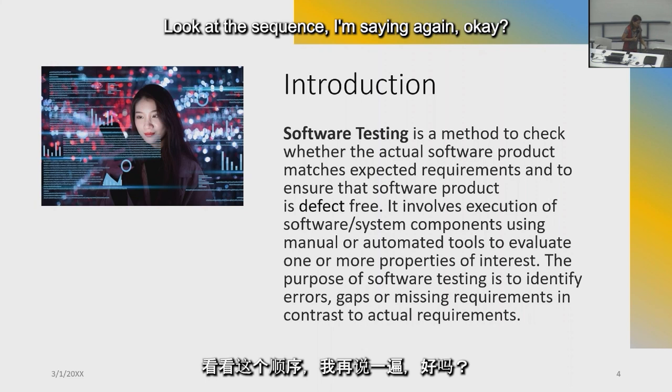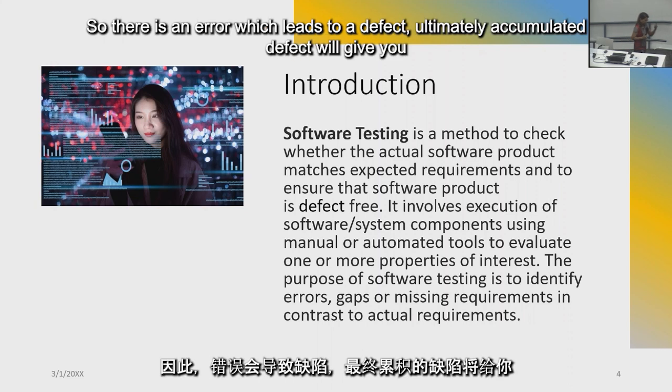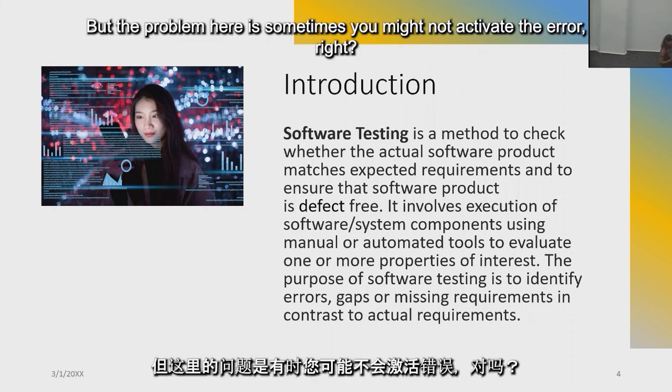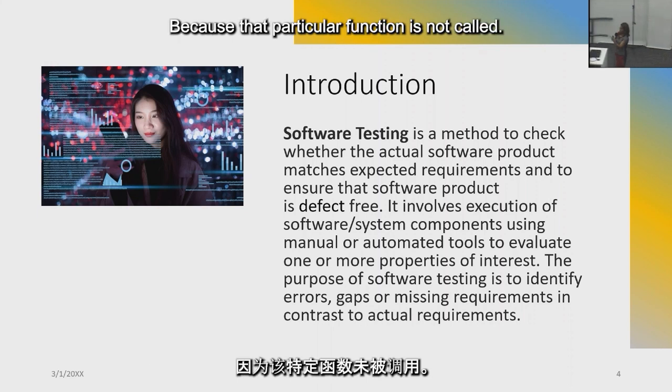Look at the sequence, I'm saying again. So there is an error which leads to a defect. Ultimately, accumulated defects will give you a failure. But the problem here is sometimes you might not activate the error, because that particular function is not called.